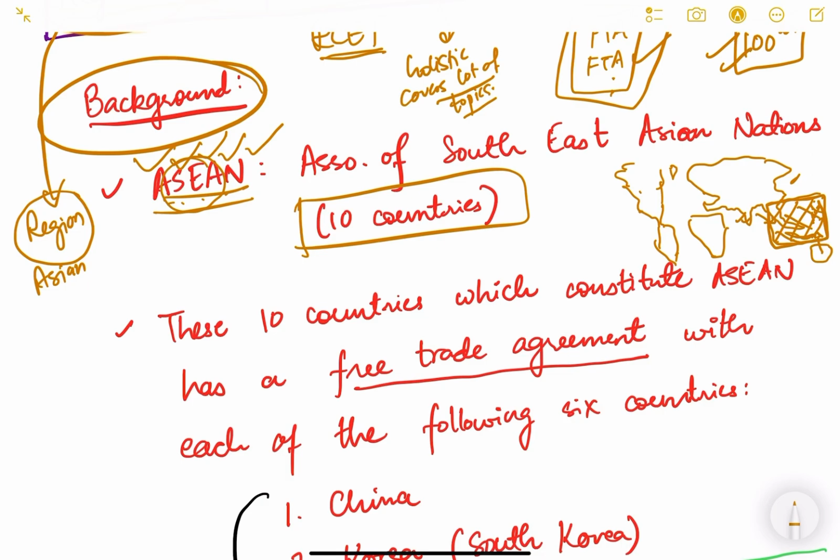And there is a regional block, just like we have SAARC for South Asia, there is ASEAN for Southeast Asia. It is known as the Association of Southeast Asian Nations, and it consists of 10 countries. You can look at the names of the 10 countries by googling it.